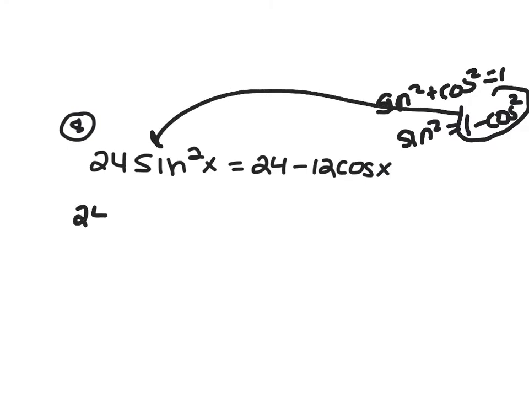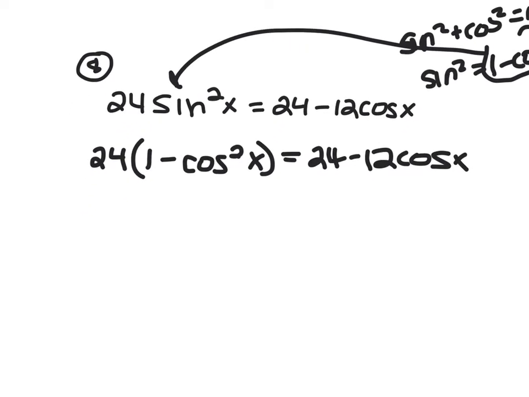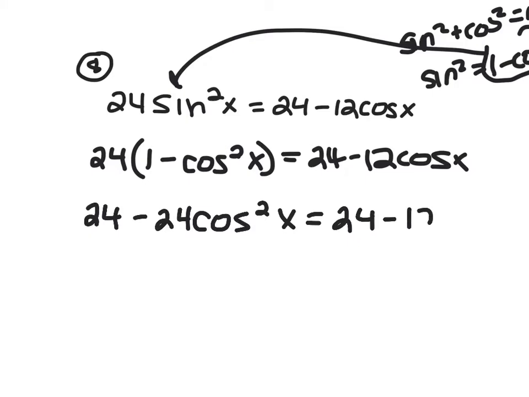So 24 times 1 minus cosine squared x equals 24 minus 12 cosine x. Then distribute your 24. So 24 minus 24 cosine squared x equals 24 minus 12 cosine x. Now I got a cosine squared and a cosine. So this is like having an x squared and an x. I'm going to have to get everything to one side and factor it.